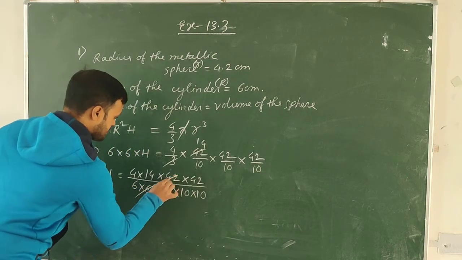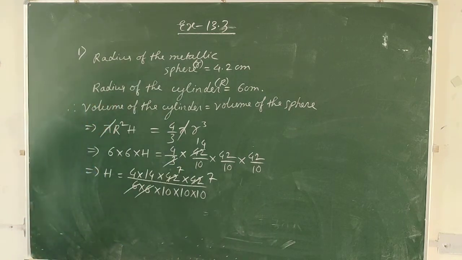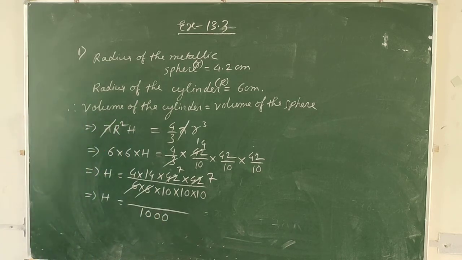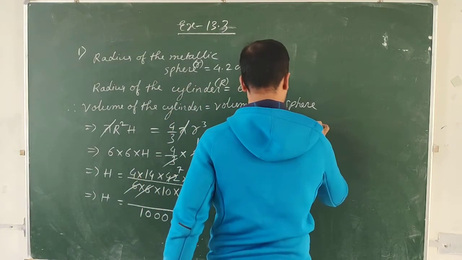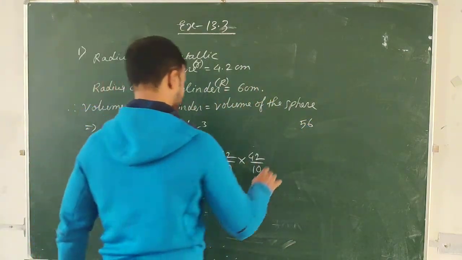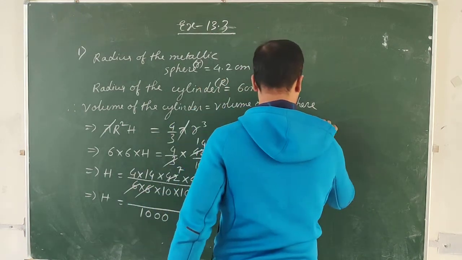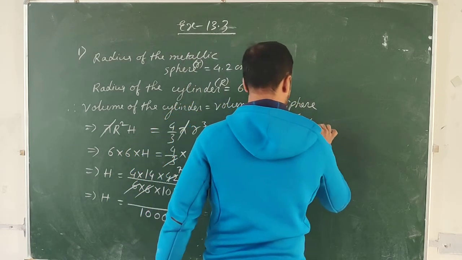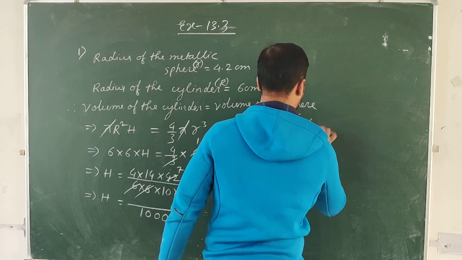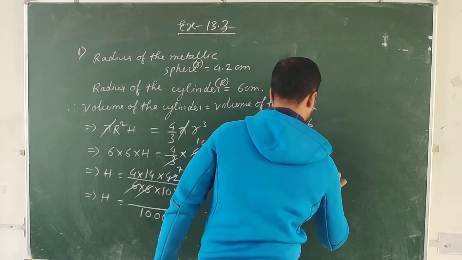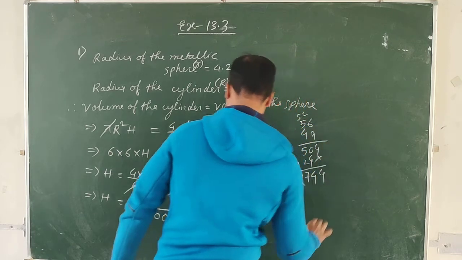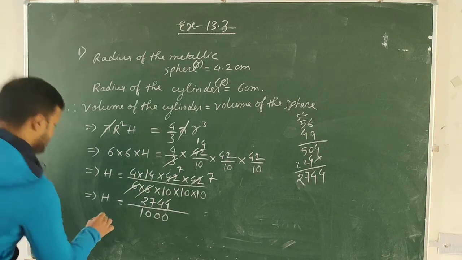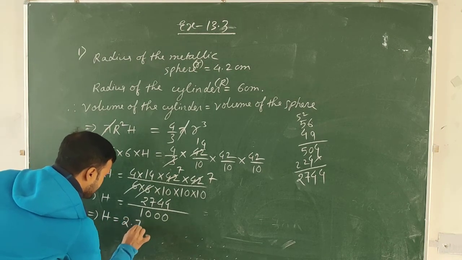So I will cancel 7 times 7 times. Below I will get 1000, and above 4 into 14 is 56, so it is going to be 2744. So H is equal to 2.744.